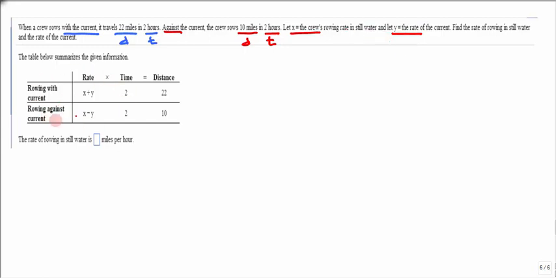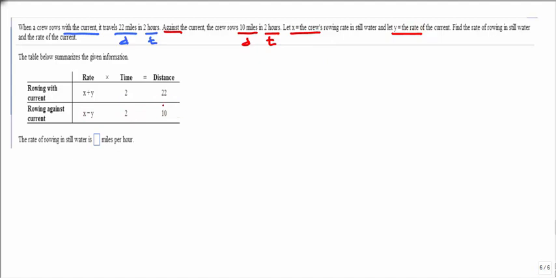So they have this table set up, which is really nice. It says rowing with the current. I have our crew's rowing rate plus the rate of the current times the time for 2 hours, and the distance is 22. And then over here, rowing against the current slows us down, so that's why we have subtraction. And I'm still rowing for 2 hours, but I'm not getting as far. I'm only at 10 here.